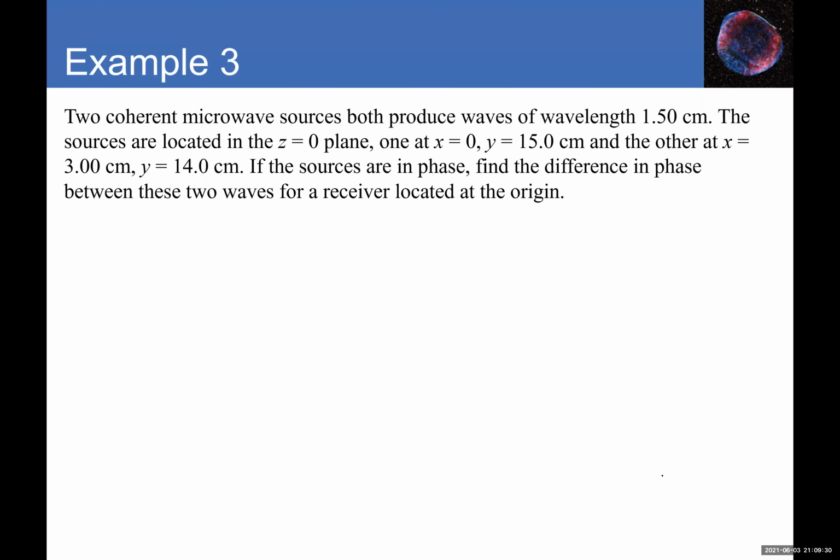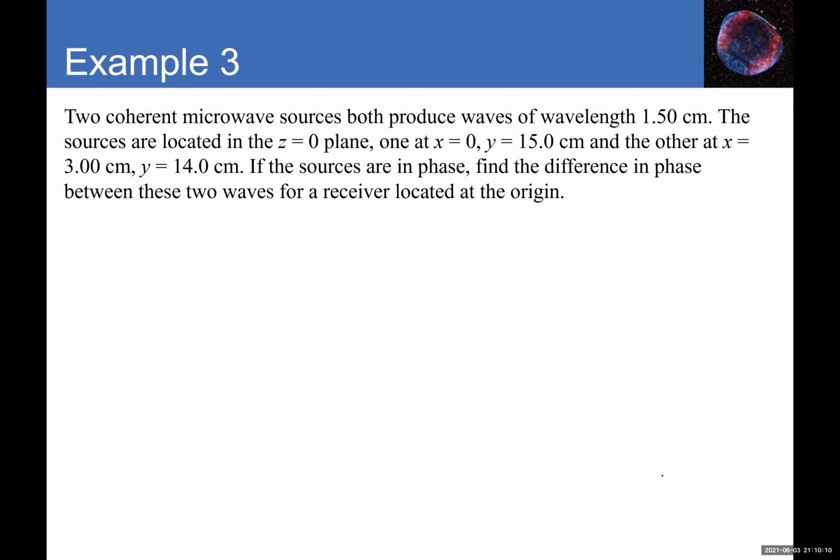All right, let's look at a couple of examples here. So we have two coherent microwave sources, both producing waves of wavelength 1.5 centimeters. The sources are located in the z equals 0 plane, one at x equals 0, y equals 15 centimeters, and the other at x equals 3 centimeters, y equals 14 centimeters. If the sources are in phase, find the difference in phase between the two waves for a receiver located at the origin.